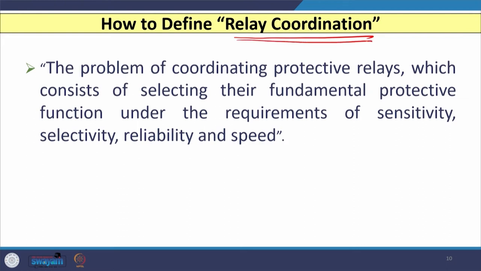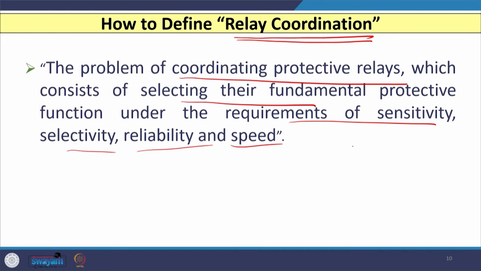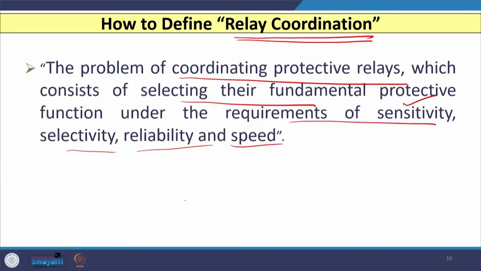Relay coordination, in a general way, is defined as the problem of coordinating protective relays, which consists of selecting their fundamental protective function under the requirements of sensitivity, selectivity, reliability and speed. That means we carry out a sequential operation of the relays in a particular network in such a way that the criteria of a protection system, such as sensitivity, selectivity, reliability, speed and discrimination, are all achieved simultaneously by all the relays, and there should not be any maloperation or nuisance trip of any relay.